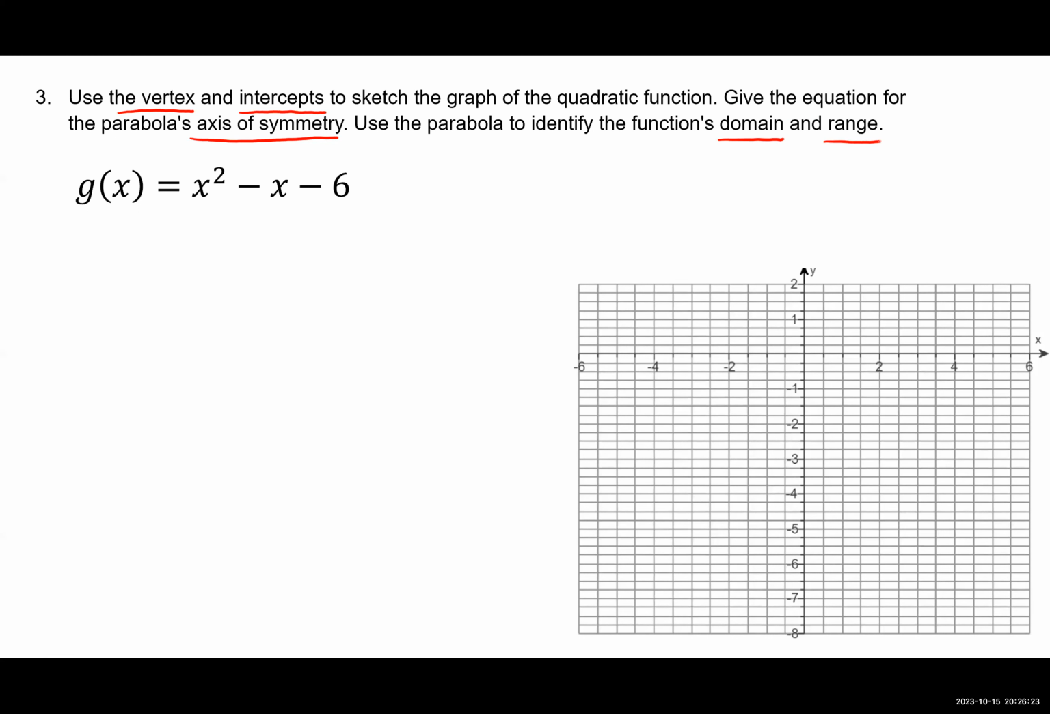So there's a lot going on here. Some of these things are things we've talked about, explained, used in the past. We've talked about domain and range quite a bit. We've talked about intercepts quite a bit. We just started talking about vertex. So we're weaving together multiple things here. Okay, so let's start with the vertex.